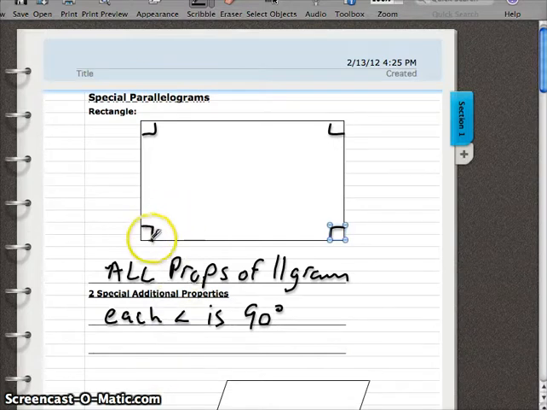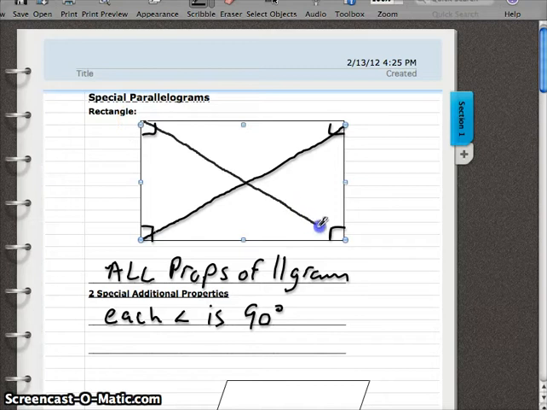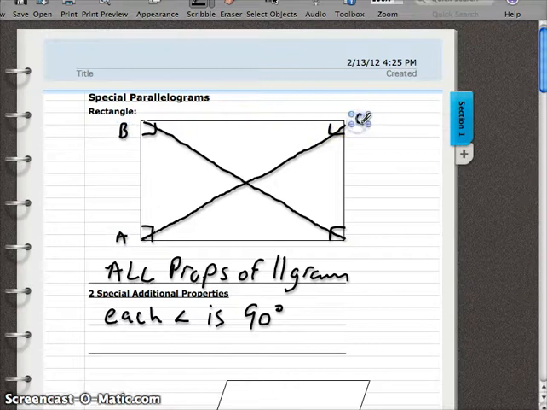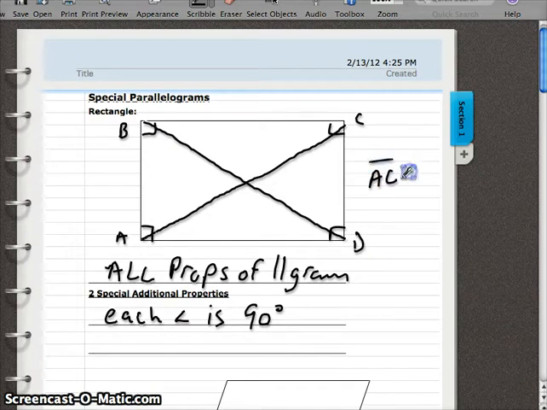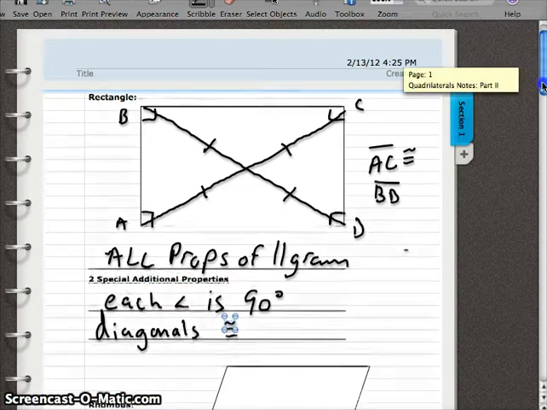Also, diagonals are congruent. If I draw this diagonal, then the length of that diagonal right there is congruent to the length of this diagonal. If we label our vertices here, then we can talk about it. So AC, that segment, is congruent to or equal to segment BD. And since they bisect each other because it's a parallelogram, each of these halves is also the same length as well. So diagonals are congruent. Their entire lengths are congruent.